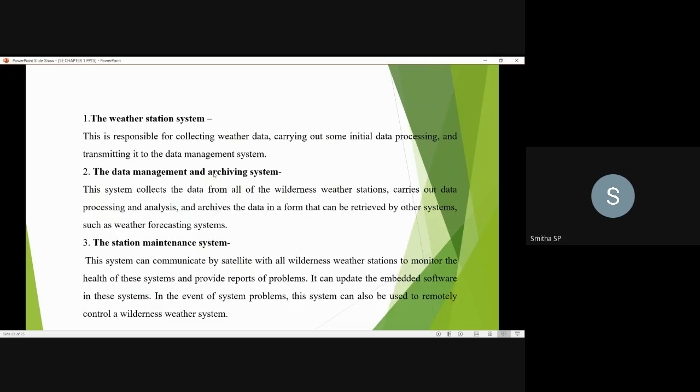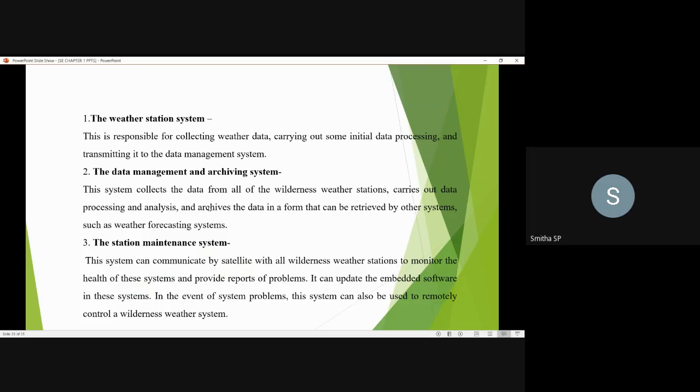First, the weather station system. This system is responsible for collecting the weather data. It collects data about the weather and carries out some data processing. After processing the weather data, it transmits the data to the data management system.